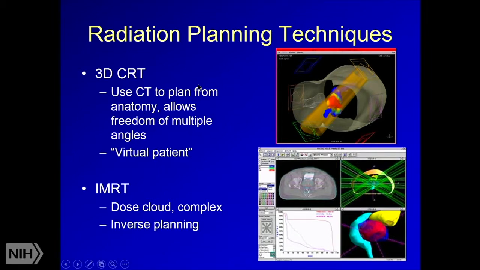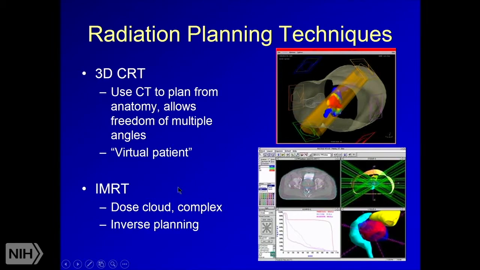When we talk about radiation planning, there are a couple different techniques that we can utilize. There's 3D conformal radiation therapy, where we use a CT to plan from the anatomy, and this allows multiple degrees of freedom for the patient. We basically create a virtual patient from this technique.